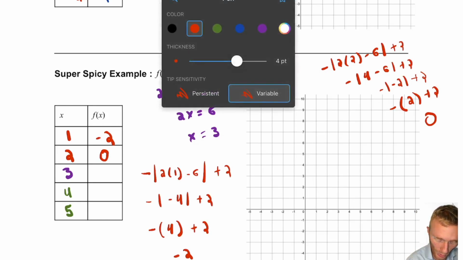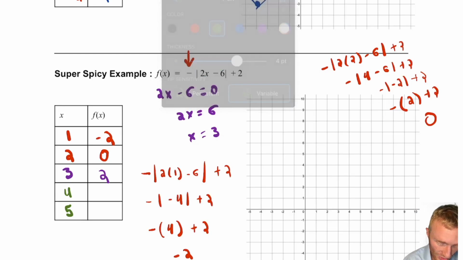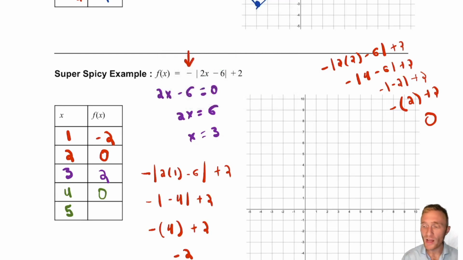The rest we'll just do a little bit more quickly in our head. When we plug in 3, we already know the absolute value part is 0, plus 2 is 2. You might be able to already see the pattern that's going on here. We're going to start going back down the other direction. When we plug in 4, looking at the absolute value, 2 times 4 is 8, minus 6 is 2. The absolute value stays 2, but then the negative out front turns it negative. Negative 2 plus 2 is 0.